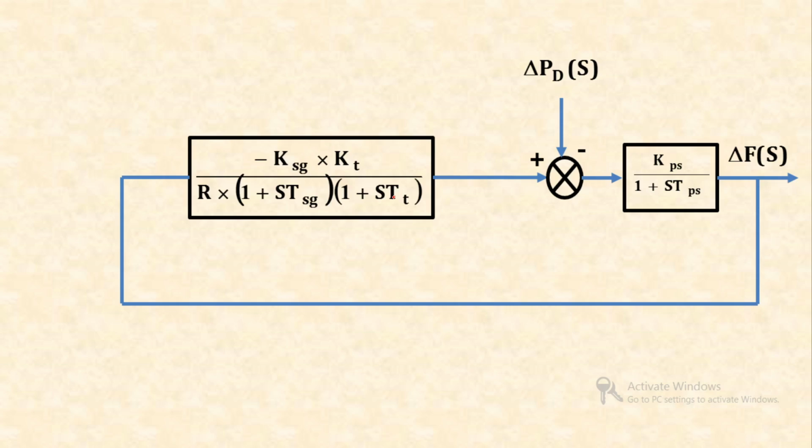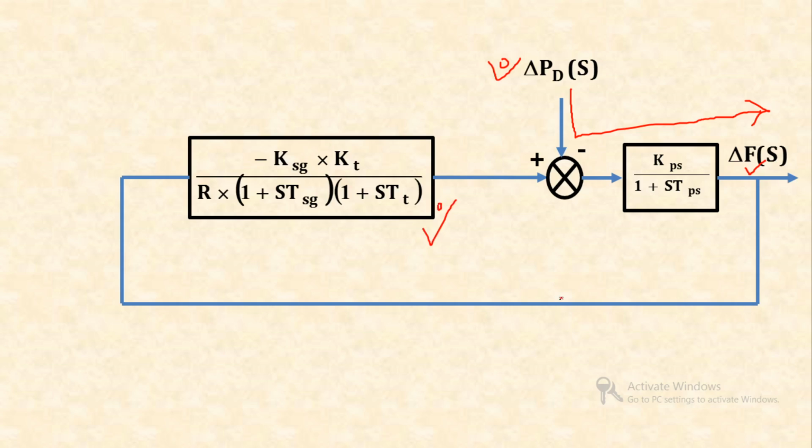Now again I will simplify this block diagram with the forward path and feedback path. Make a note that this is our forward path. Forward path means the path from input to output. So this is our input and this is our output. So this is the forward path: delta PD of S, this minus sign, the summing point, this block and delta F of S. And in the feedback path there will be only one block. Feedback means output to input.